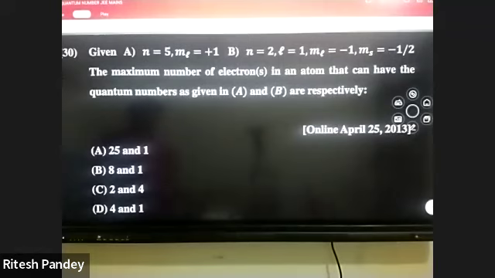Option B. Yet again, this is what I was telling you. The maximum number of electrons in an atom that can have the quantum numbers given in A and B. 8 and 1. Are you there with me? When they tell you n is equal to 5, ml is equal to plus 1. बच्चे लोग हाँ ना बोलो.